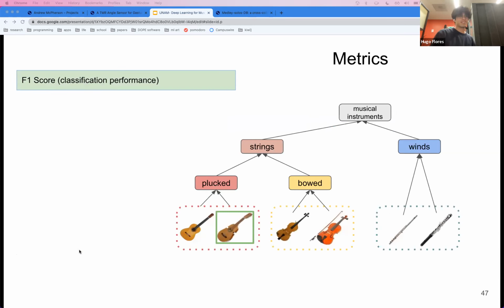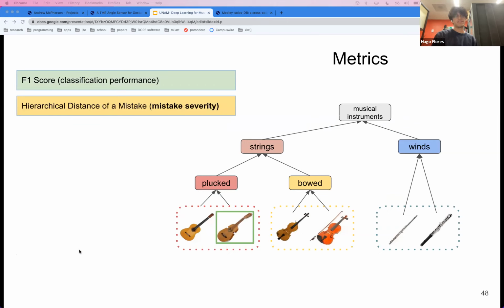So to talk a little bit about metrics, we're going to use the F1 score for classification performance. So how good is it at classifying the instruments? But we're also going to keep track of the severity of mistakes. You can consider a really severe mistake, for example, if the real answer was a Puerto Rican cuatro, and a better mistake, or a good mistake, would be to confuse a Puerto Rican cuatro for another string instrument.